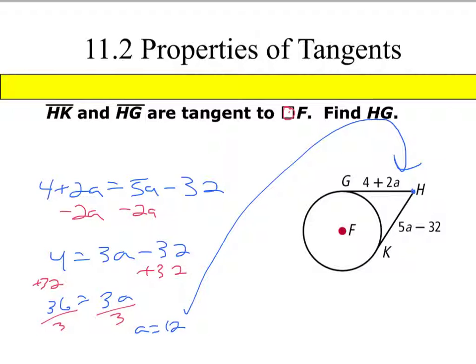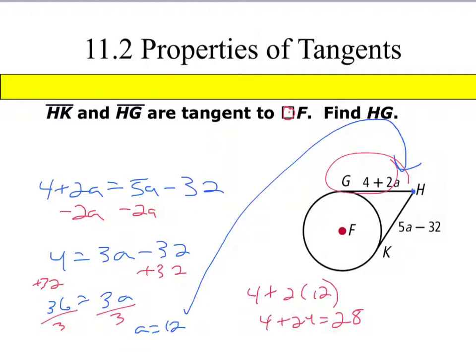We want to find HG, so you need to plug that 12 in. You get 4 plus 2 times 12. 2 times 12 is what? 24. So we get 4 plus 24, and your answer is 28. You get 28 for the answer of HG.